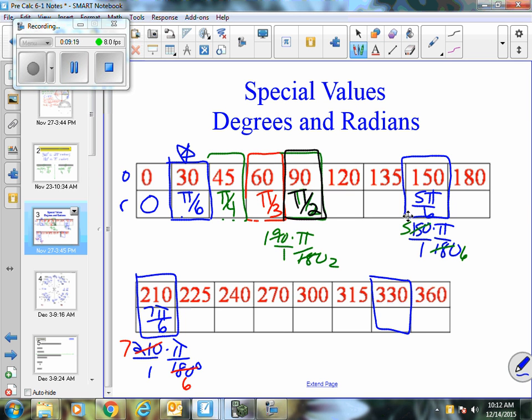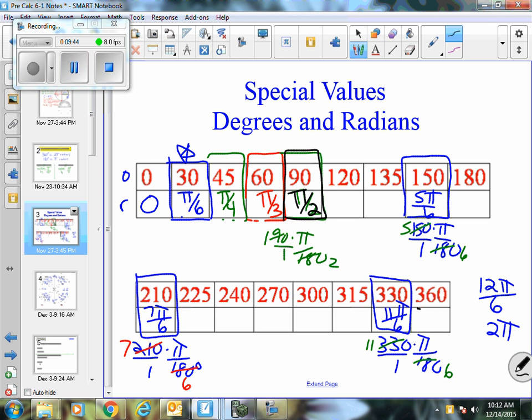And we can do our last one for the 30s. 330 times pi over 180. How many 30s do we need to divide into 330? That would be 11, so this one would be 11 pi over 6. So again, if we went 1 further, we'd be at 360. 1 interval of pi over 6 further would be 12 pi over 6, which reduces down to 2 pi.